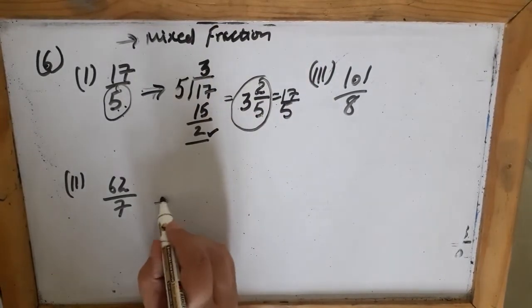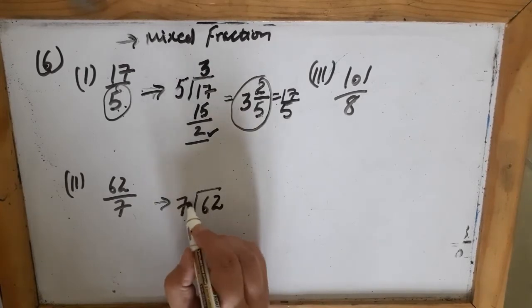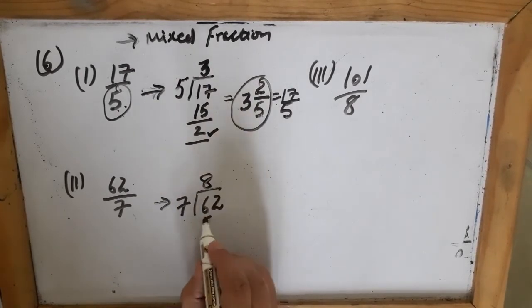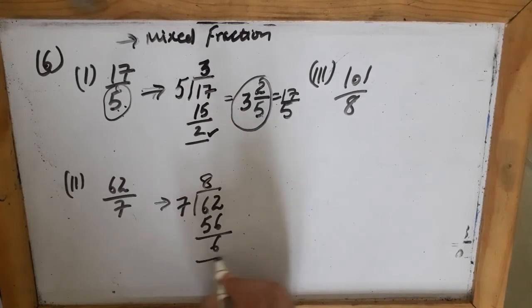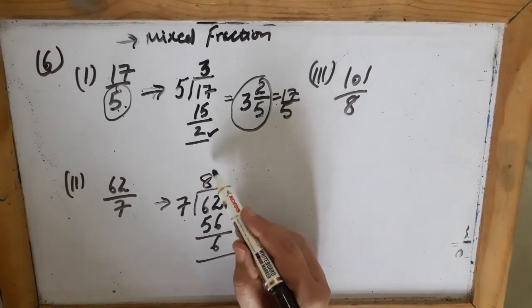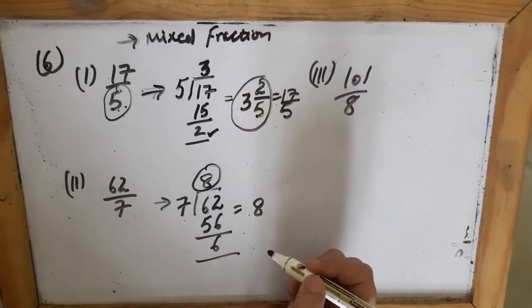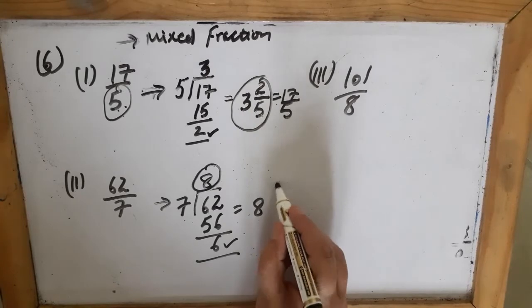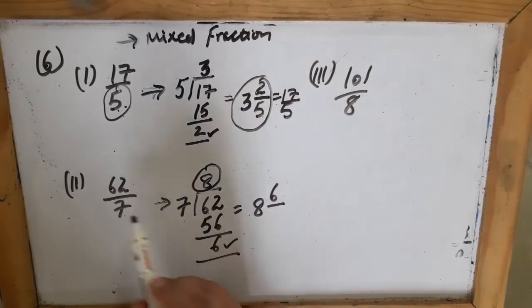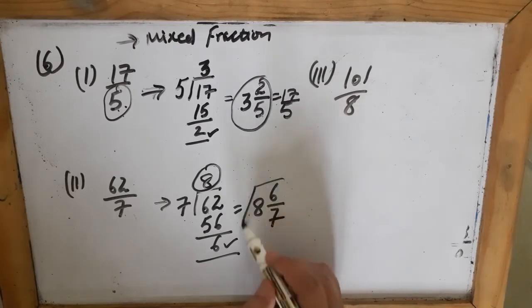Now come to the next one. Again, 62 I can divide by 7. So 7 8s are 56. I am left with 6. It means that 62 is divided by 7, 8 whole times. So 8 becomes my whole number. This remainder becomes the numerator and 7 is the denominator. So this is a mixed fraction.